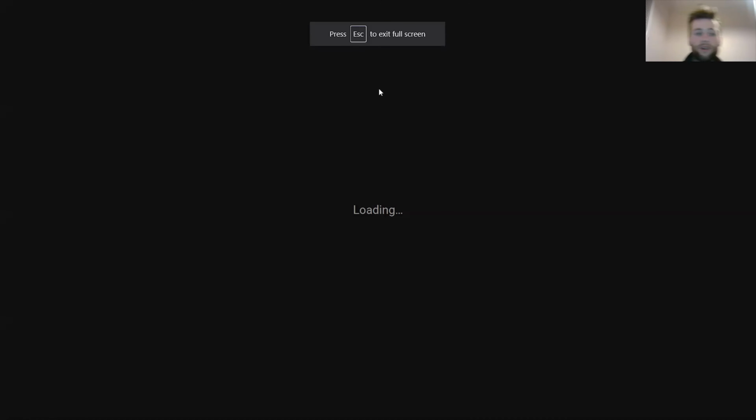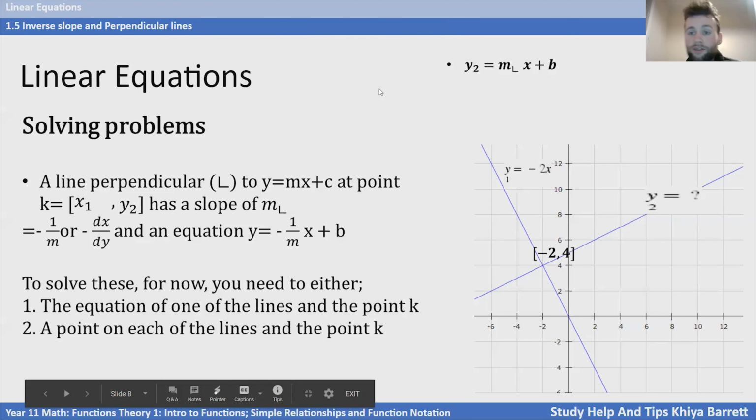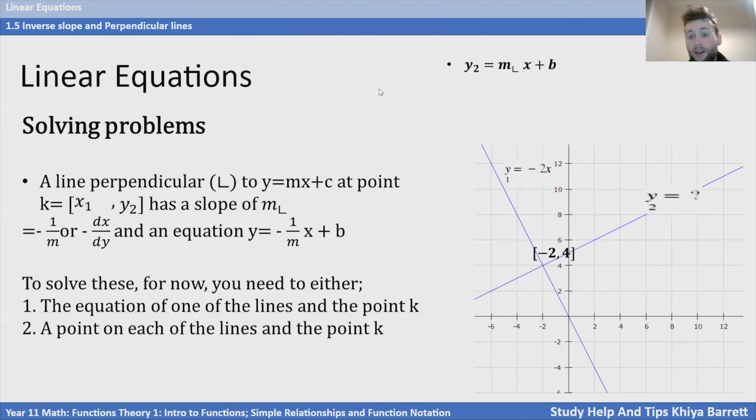Okay, and now we're going to go into perpendicular lines and solving problems with perpendicular lines. So in this case, we have a line y equals mx plus c, and it is perpendicular at point k equals (x1, y2), and it has a slope of m perpendicular. Now we're calling this m perpendicular because it is perpendicular to the line y equals mx plus c. So this is arbitrary. I didn't have to call it m perpendicular, but I think that's a good name so you know what we're talking about.